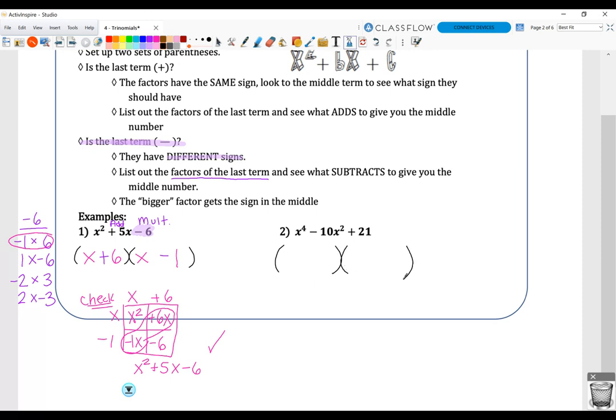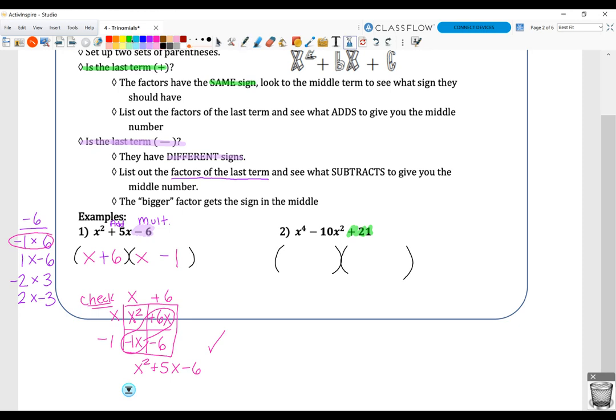All right, so for my second example problem, I have 1, 2, 3 terms. So I'm going to set up my 2 parentheses. And now I'm going to look at my last term. So my last term is a positive 21. So is the last term positive? If the last term is positive, then they're going to have the same sign.